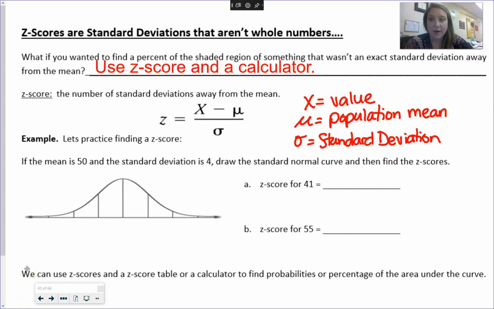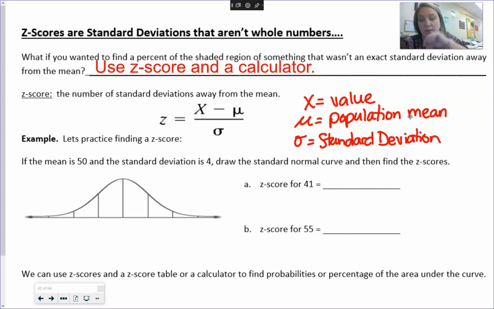Hey guys, part one today is we are going to use z-scores that are not whole numbers. In order to find the percent of a shaded region that wasn't an exact standard deviation away, we're going to use z-scores and our graphing calculator to help us out. Remember, for a z-score of the population, we need a value, which is our x, our population mean, and our standard deviation. Part two today is going to be sample z-scores, and that is something slightly different.